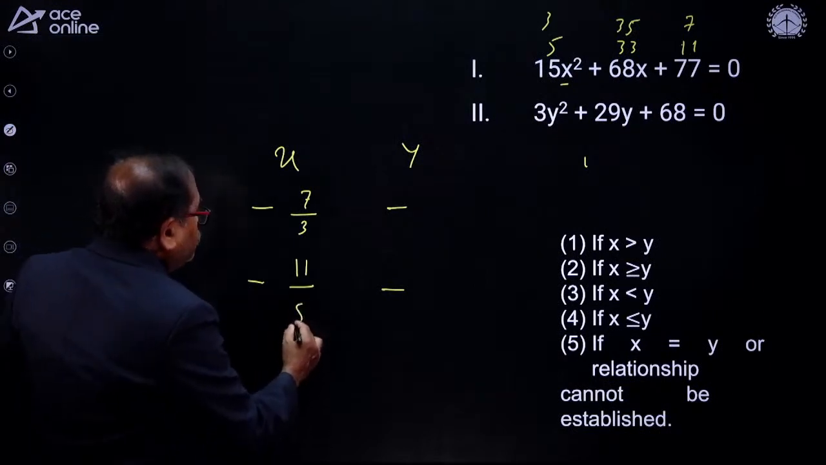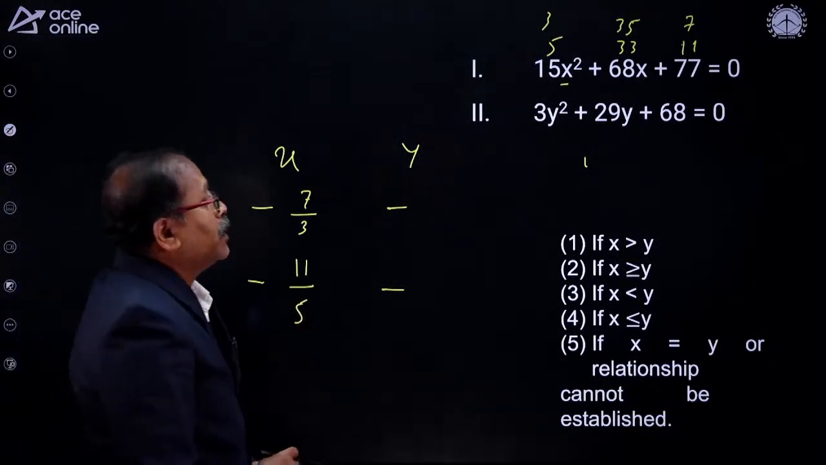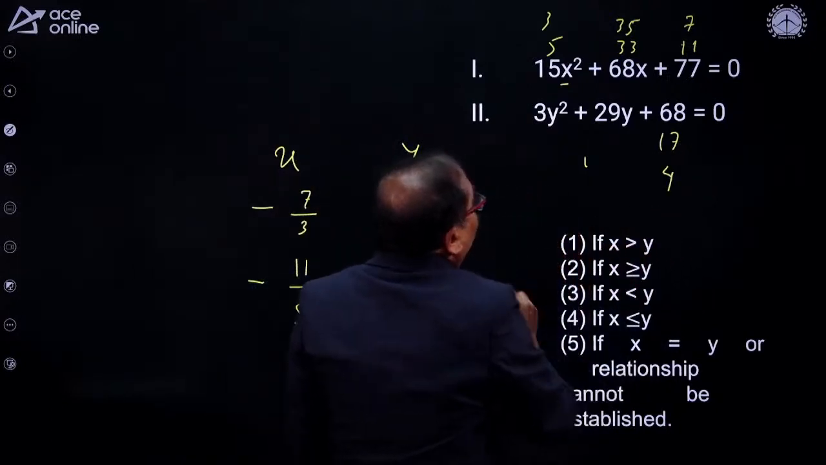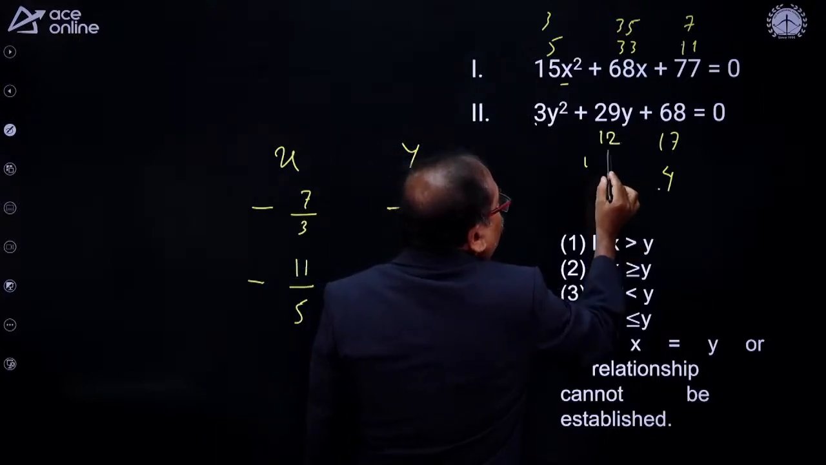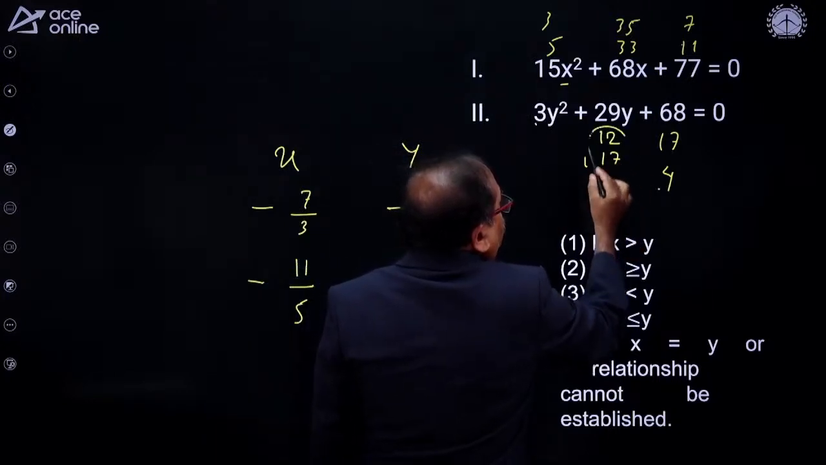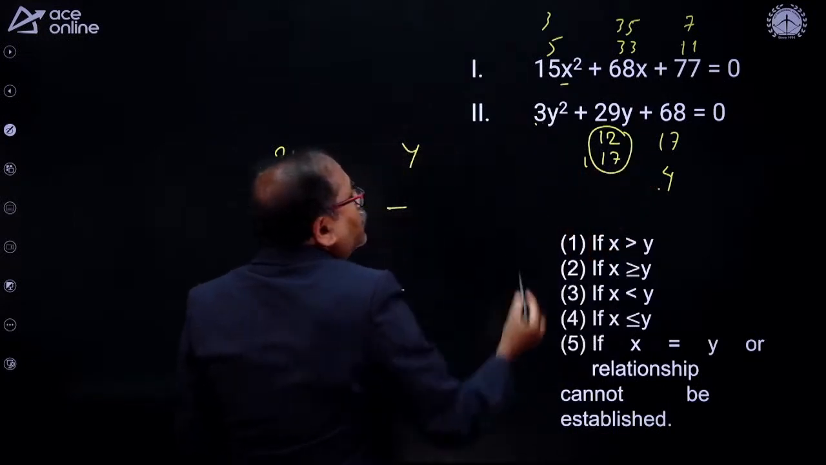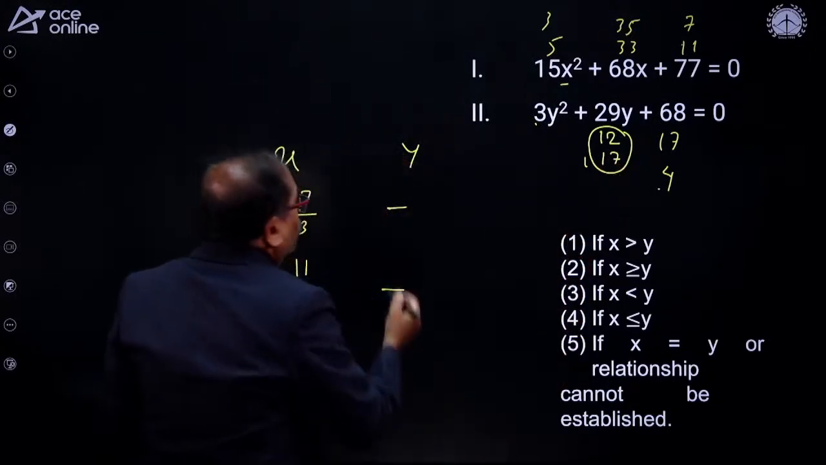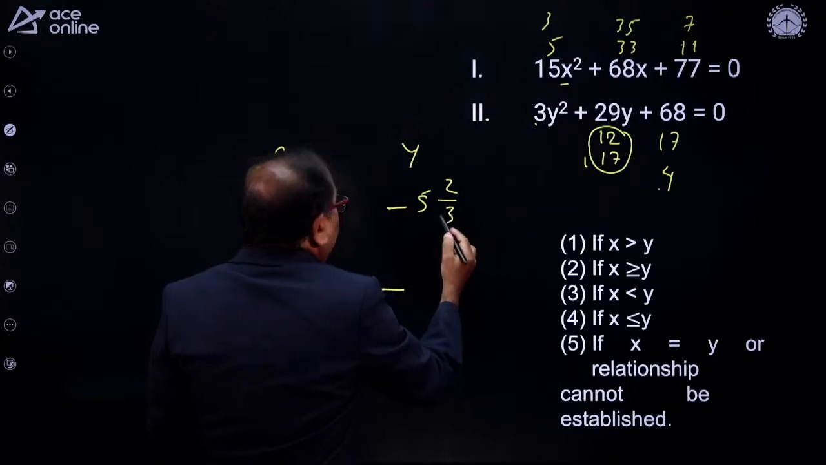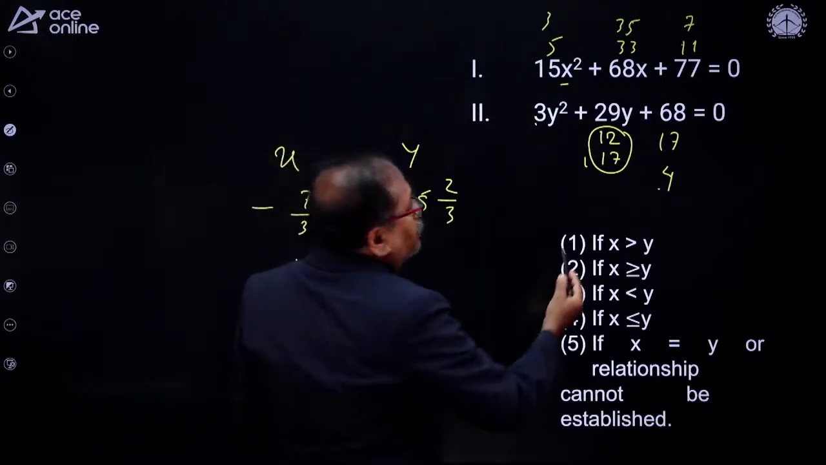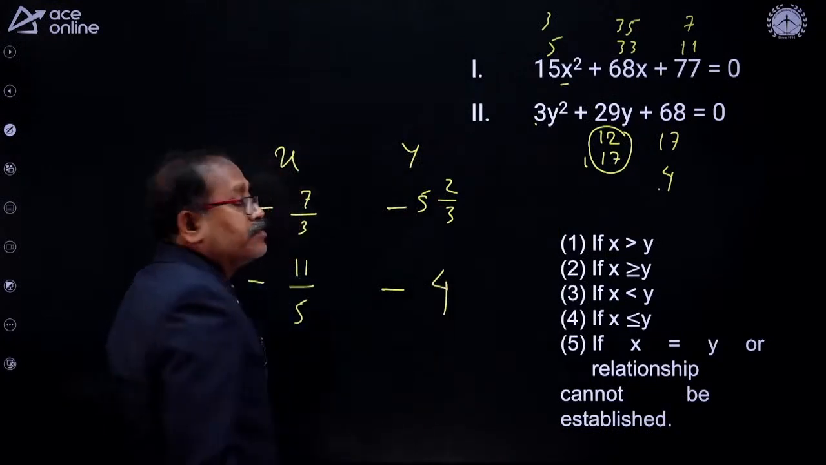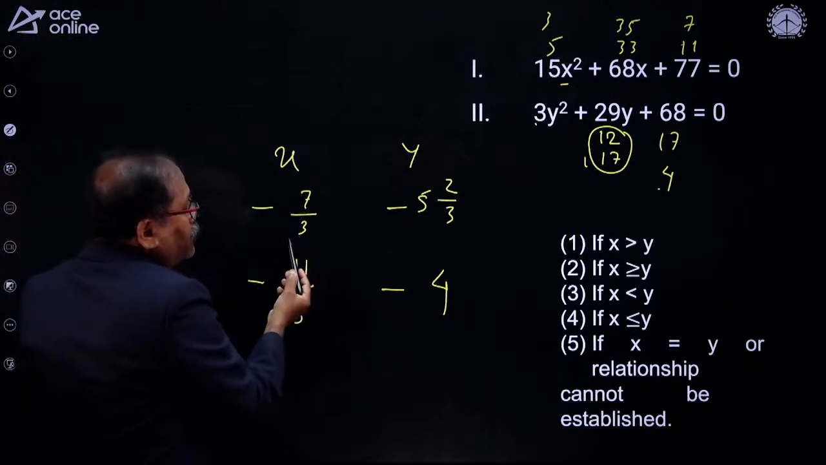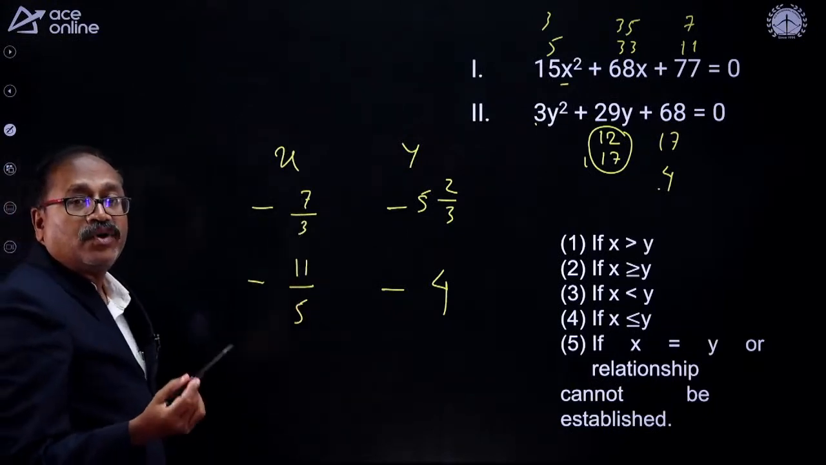11 by 5. Let's come to the y value. Here 68 is there. I know 17 into 4 is 68, and 4 into 3 is 12, and 17. These are the two values. 17 divided by 3, how much do I get? 5 2 by 3. So this is 5 2 by 3. And what is the next one? That is 12 by 3, which is 4. So the relation is very clear here, that 7 by 3, which is 2 1 by 3.